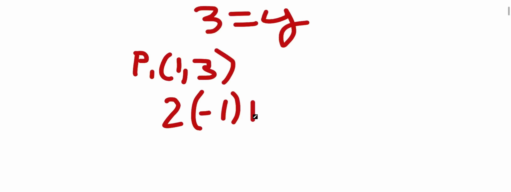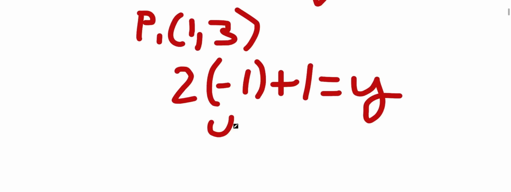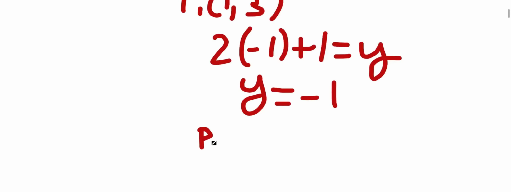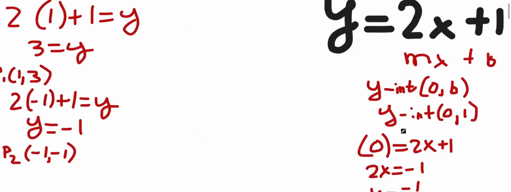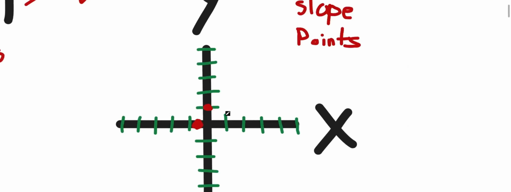Now for the second one, 2 times -1 plus 1 is equal to y for the second point. And then y would be equal to 2 times -1 plus 1. So that's -1. Second point would be at coordinates -1, -1. And we would plot both of these points in it. And then we would draw a line connecting all of these points.